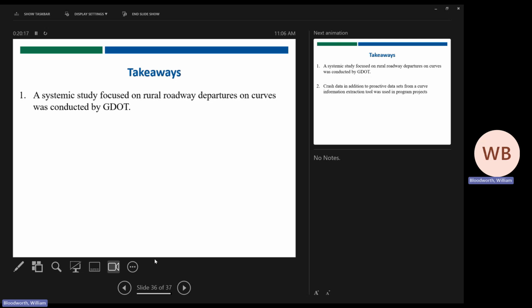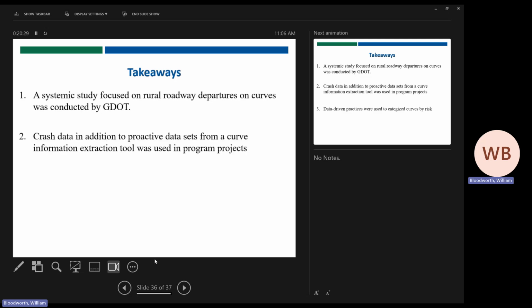So back to those three key takeaways I brought up at the beginning. Remember, we did a systemic study. This was on all of the state route rural curves, focusing on roadway departure crashes specifically.